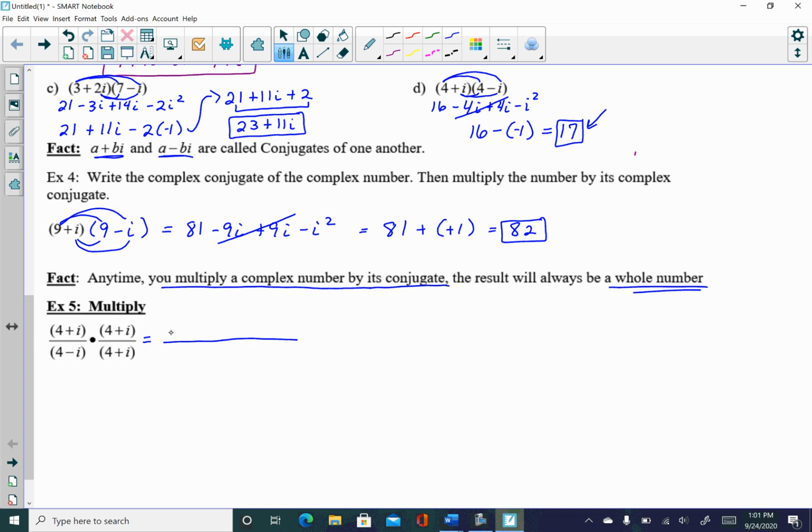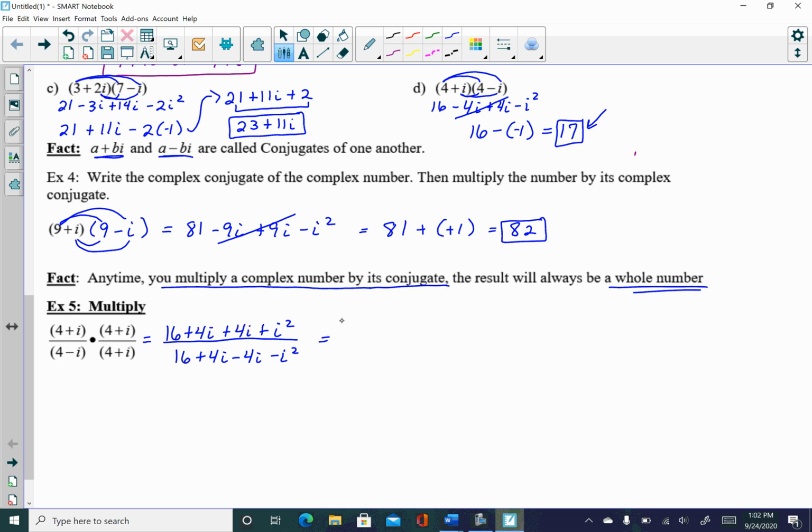So up top, when I FOIL, 4 times 4 will give me 16. Outside plus 4i, inside another 4i, and last i squared. On the bottom, when I FOIL down here, 4 times 4 of course is 16, plus 4i minus 4i minus i squared.